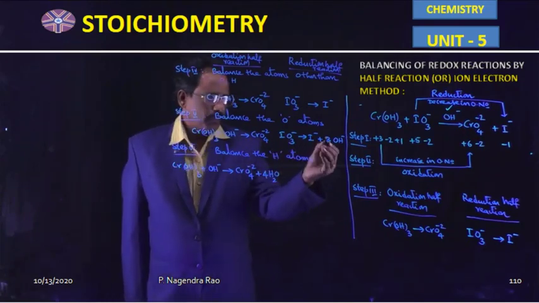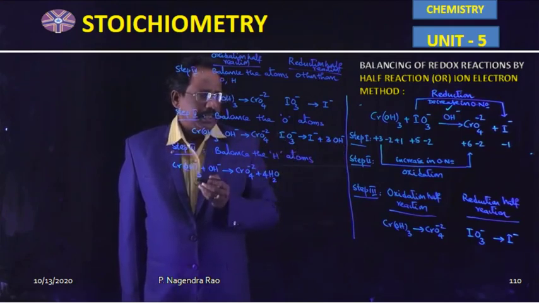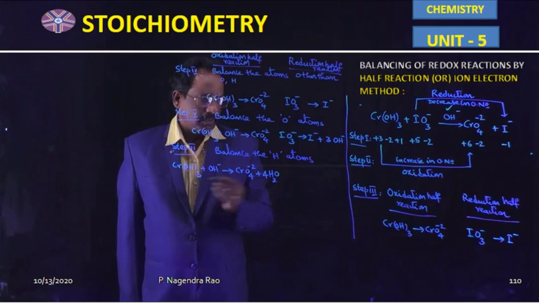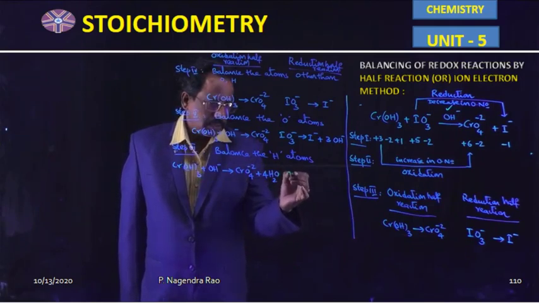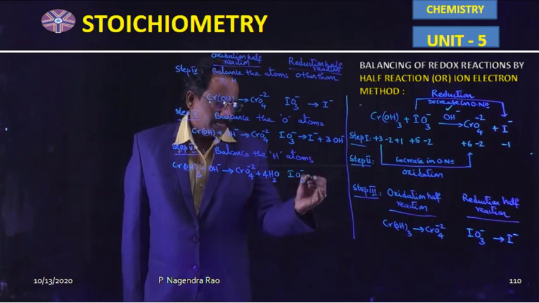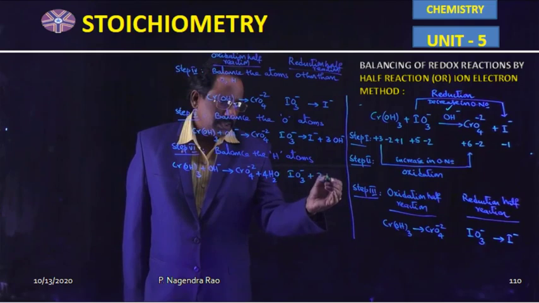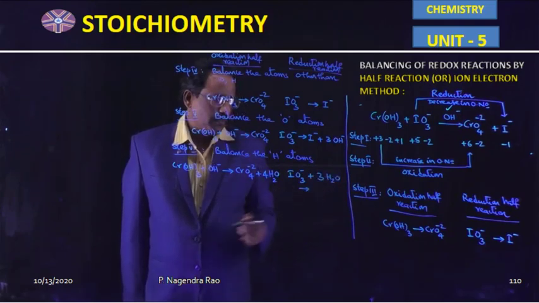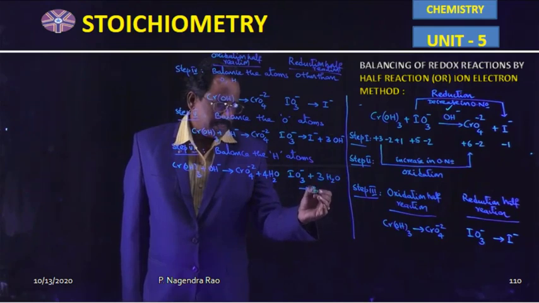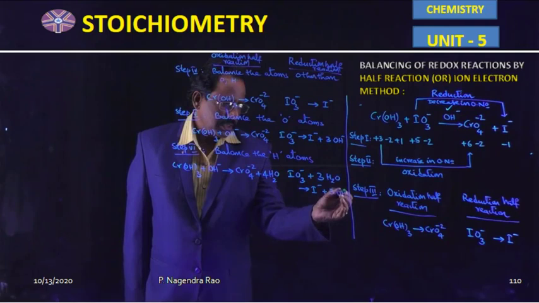Here the hydrogen number is 3 in the product side. In the reactant side there is no hydrogen. So IO3 minus plus 3H2O gives rise to I minus plus 3OH minus.